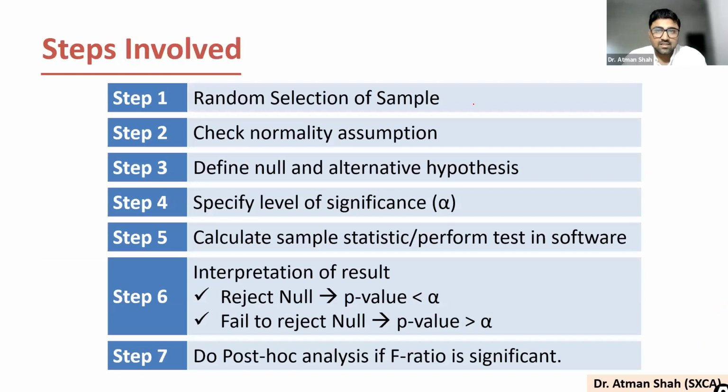So first, random selection. Second, check the normality assumption. Define null and alternative hypothesis. Specify level of significance. Perform the test. This is the decision rule: reject null hypothesis if p-value is less than alpha. Fail to reject when p-value is greater than alpha. And if your F ratio is statistically significant, so if you reject H0, then you need to perform the post hoc analysis. Otherwise, there is no need to perform the post hoc analysis.